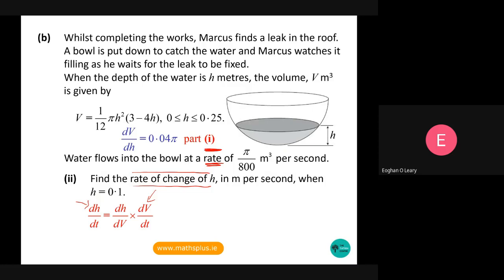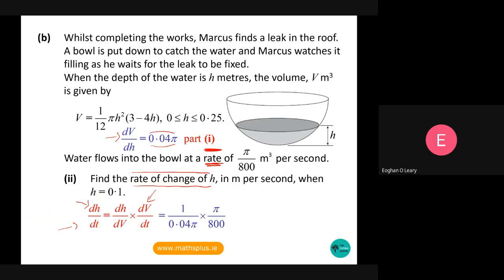And we've already found, with one little bit of work to do with it, that we already know dV/dh is 0.04 pi. So let me maybe just have one look down here again at this point. So what we're looking for is dh/dt. Okay, so using chain rule, I can say that's dh/dV times dV/dt. We know from our previous part that dV/dh is 0.04 pi from part I.